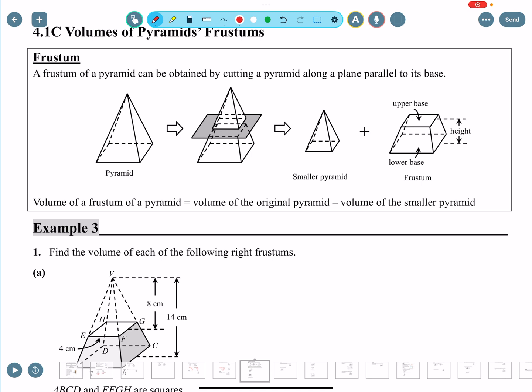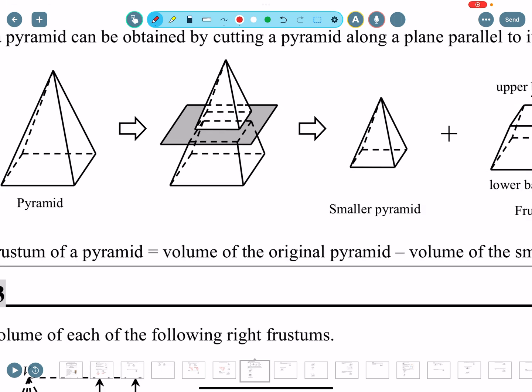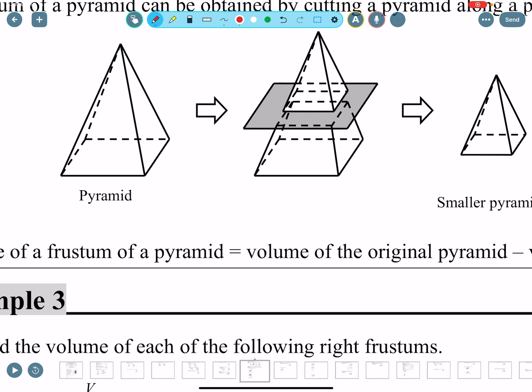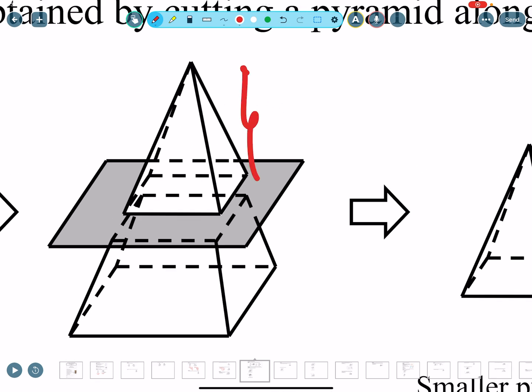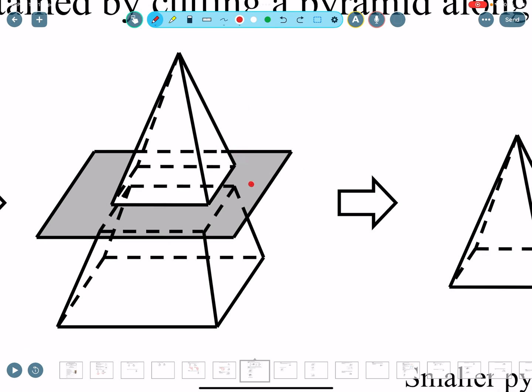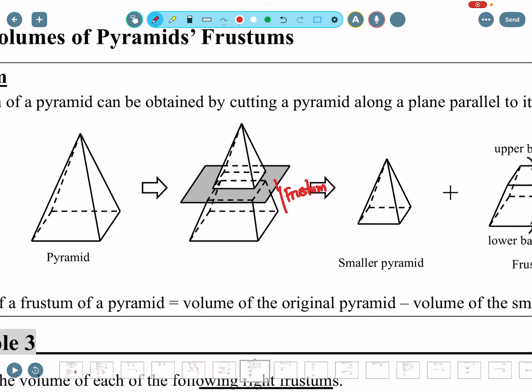This video is on volumes of pyramids. Frustum, what is a frustum? Basically, if you cut a pyramid into 2 pieces, and you're cutting it in a way that it's parallel to the ground, then you will produce an upper part, which is called a pyramid also, a smaller pyramid this time. And the bottom part is not a pyramid, it's called a frustum. So the bottom is called the frustum. That's what a frustum is. So how do we find that volume, right?